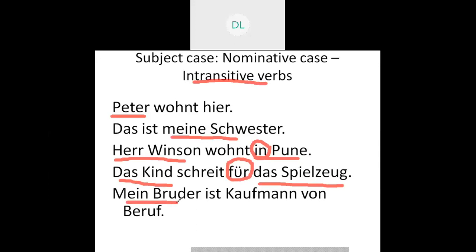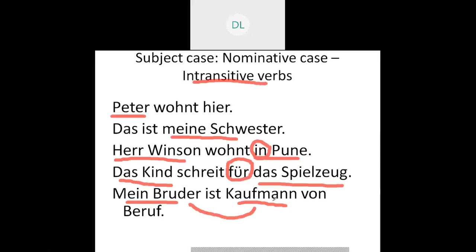My brother is a businessman by profession. If I put the subject and object into the sentence, now there is no object in the sentence. My brother is one identity. Kaufmann is indicating the same identity, that is my brother, because my brother and businessman are not two different things, they are representing one identity only. So there is only a subject.